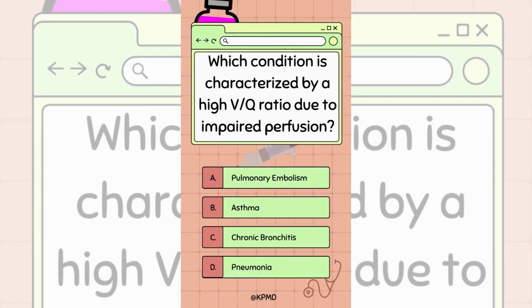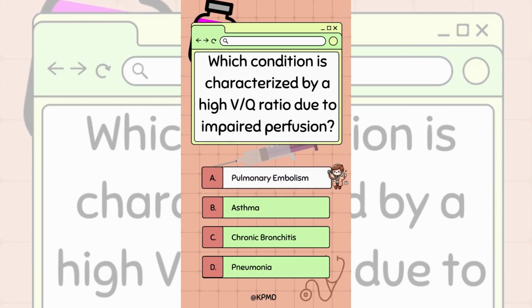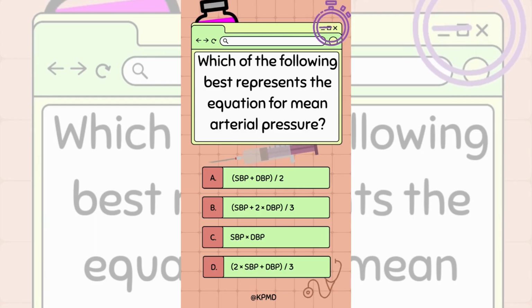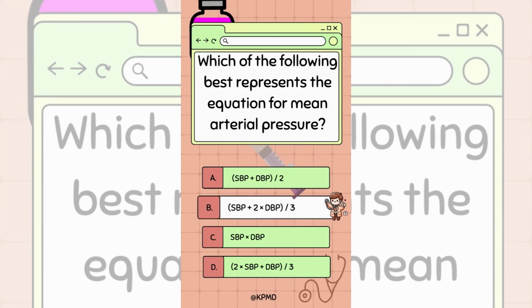Which condition is characterized by high ventilation perfusion ratio due to impaired perfusion? The answer is A. Pulmonary embolism. Which of the following best represents the equation for mean arterial pressure? The answer is B. Systolic blood pressure plus 2 times diastolic blood pressure, all divided by 3.